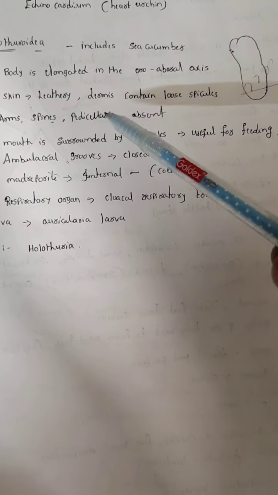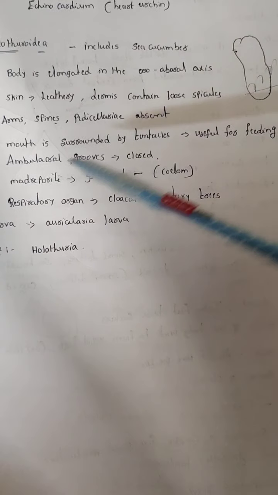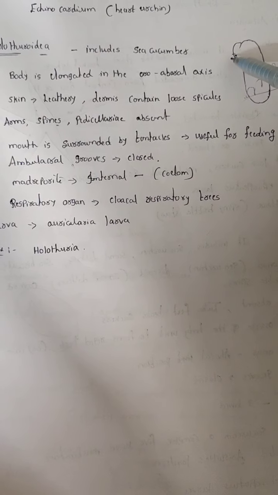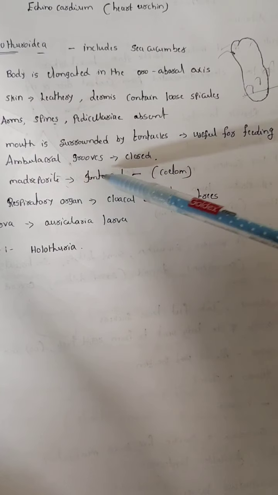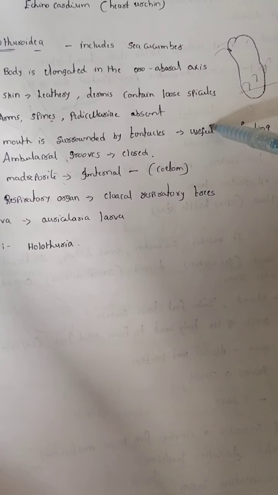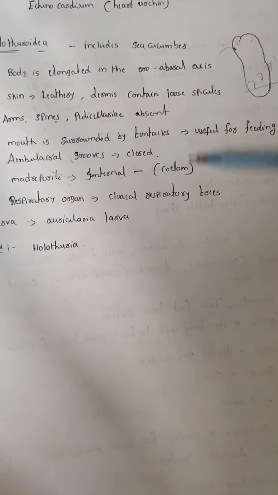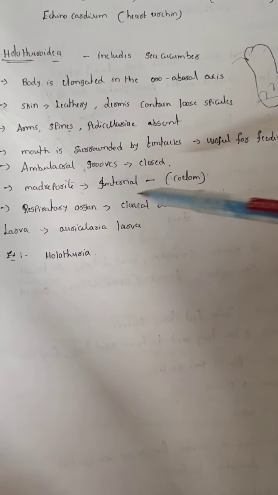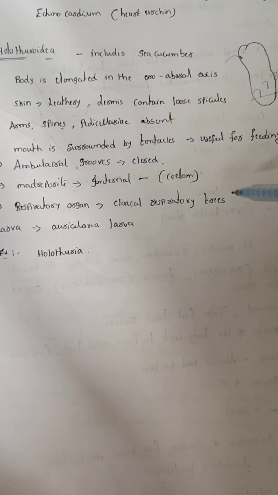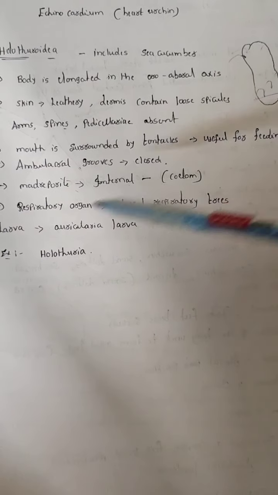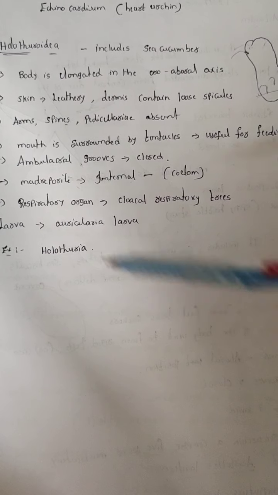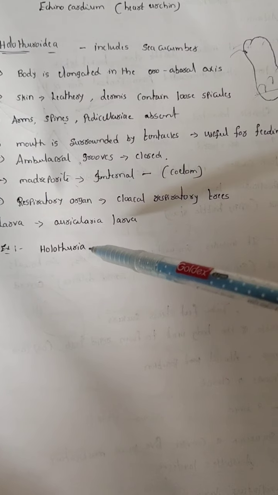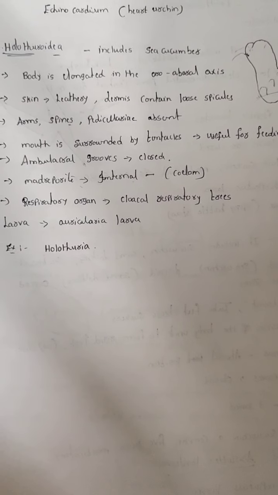Arms, spines, and pedicellariae are absent. The mouth is surrounded by small tentacles for capturing food materials. Madreporite is internal. It means the madreporite is present in the body cavity, in the coelom. And a very important one, the respiratory organ is the cloacal respiratory trees. I already said that. And then what type of larva is it? Auricularia larva. The best example is Holothuria. Holothuria is commonly called a sea cucumber.